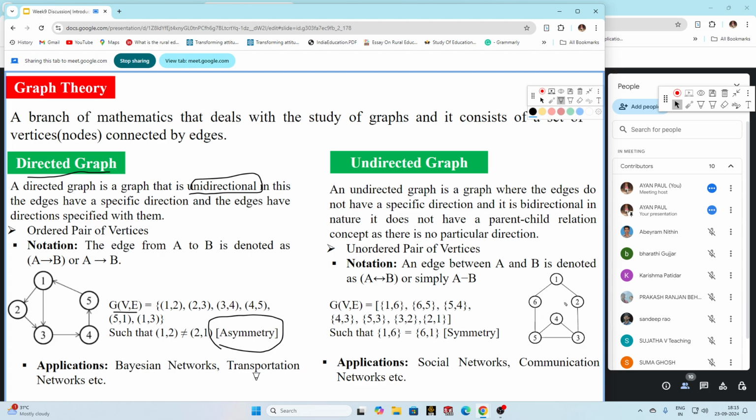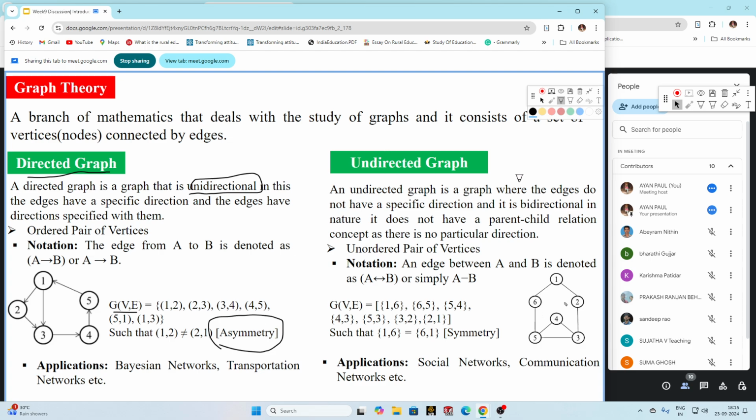That means the goods will go from factory to the consumers, not the other way. The goods will not go from the consumers to the factory. So that is why this type of relationship, or this type of graph, is a directed graph, and transportation network is an example of a directed graph.